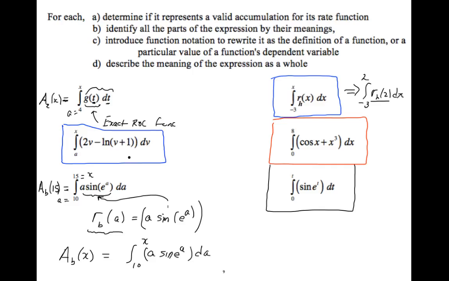How about this one over here, this blue one? Valid? Yes. What is 2v minus natural log of v plus 1? Rate function, exact rate. What is that expression times dv? A little bit of accumulation. It's like m times a change in x. Constant rate of change, right? And then it's going to start at a. We're going to accumulate those changes starting at a, ending at x.